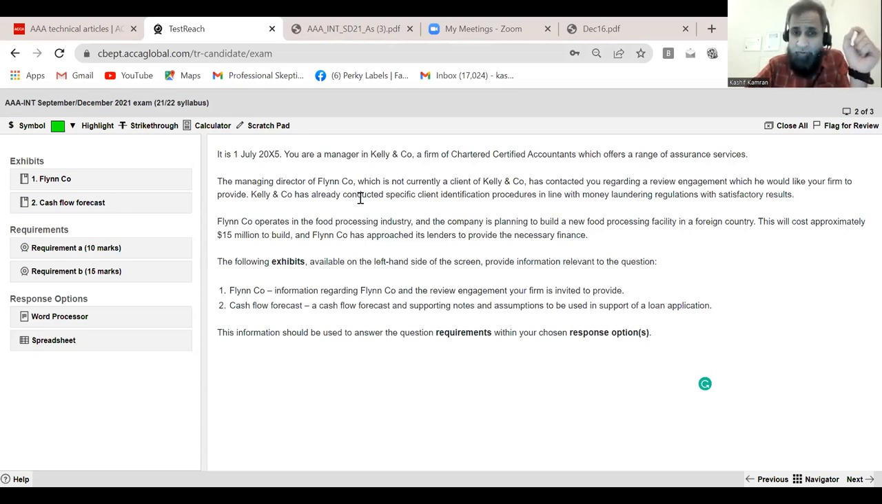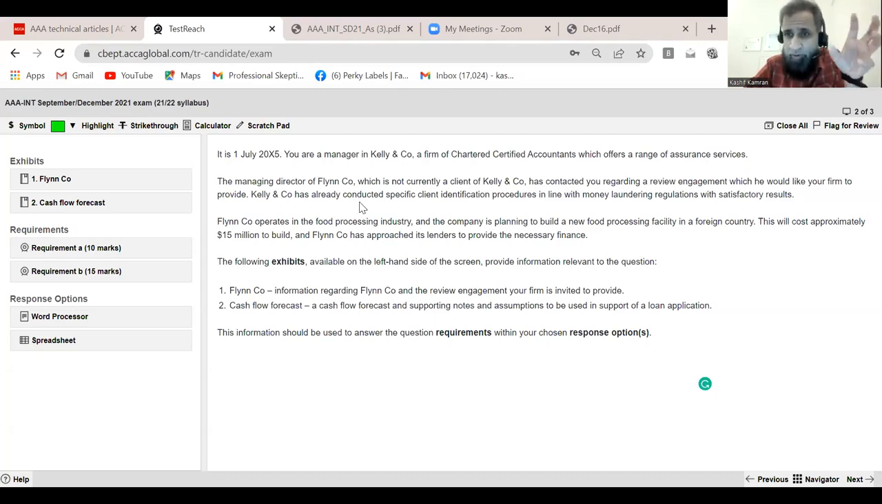Kelly and Company has already conducted specific client identification procedures. So you've done the client identification procedures in line with money laundering regulations with satisfactory results. So have you reviewed the anti-money laundering procedures for the client? Have you performed the money laundering testing on the client, that the client is not involved in money laundering? Yes, which is basically known as the know your client procedure. So when you're writing the answer, can you write, we should check whether the client is involved in money laundering? No. Can we check the client is involved in tax evasion?